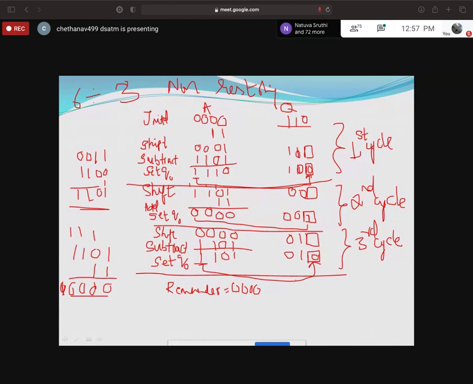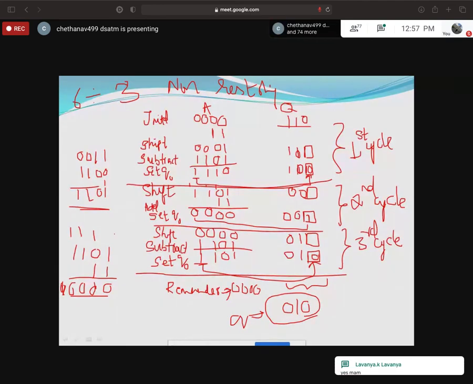Quotient will be the same. Okay, nothing to worry. Your quotient will be the same value in the Q register. That is 0, 1, 0, that means 2. This is your quotient. This is your remainder. Remainder, be careful. You have to restore the value of M or the divisor value. Okay. Hope everybody has understood here.